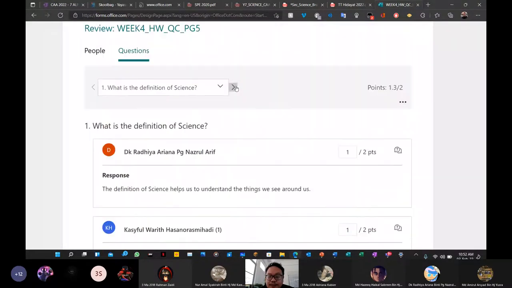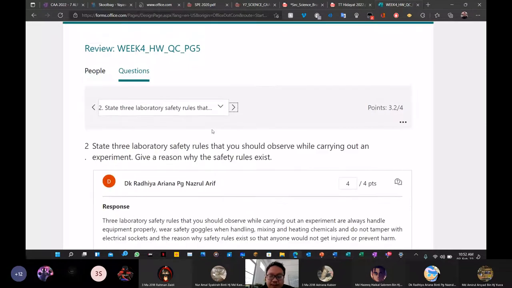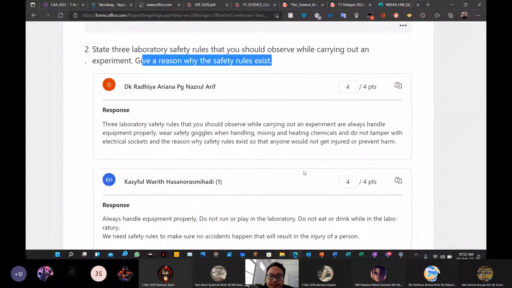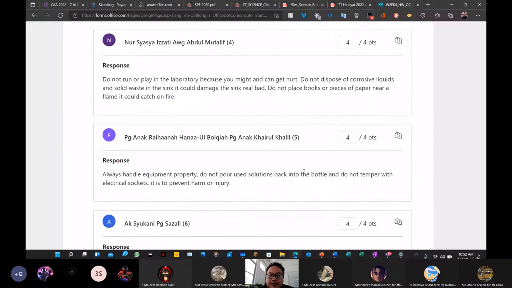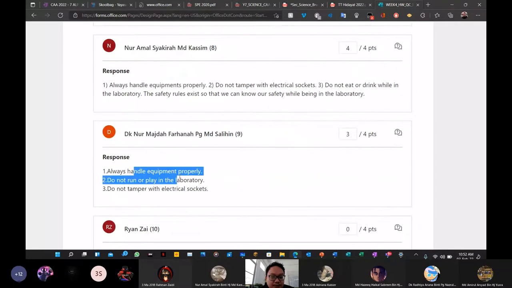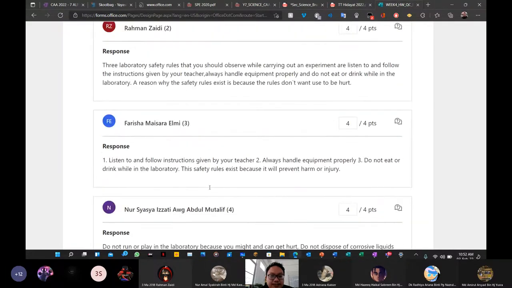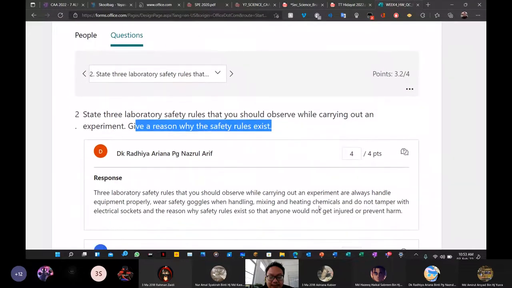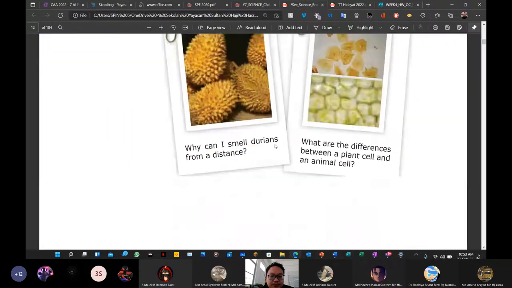Now the second one. The second question is, state laboratory safety rules and why safety rules exist. Most of you got this correct. I think yang dapat penuh, for example, this one 3 marks. You answered the first question, but you did not answer the second question, which is part D. The question is, give a reason why safety rules exist. Kenapa it exists? It exists to prevent harm or injury. This is also inside your textbook. Precaution to prevent harm or injury.